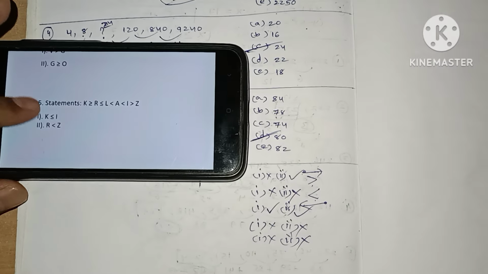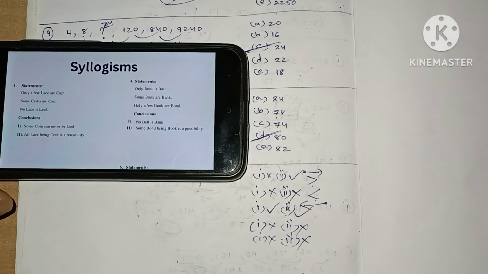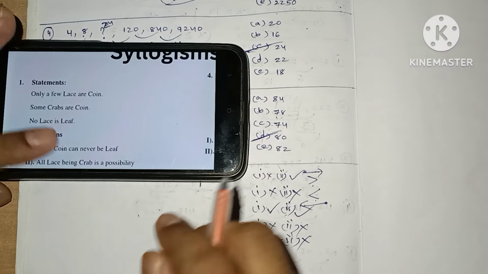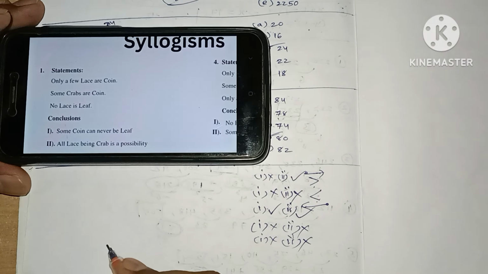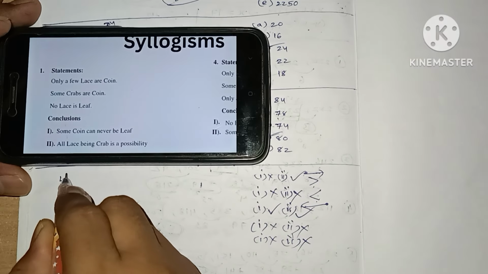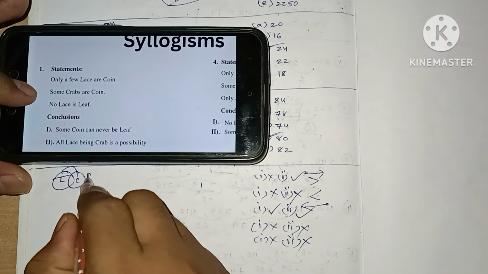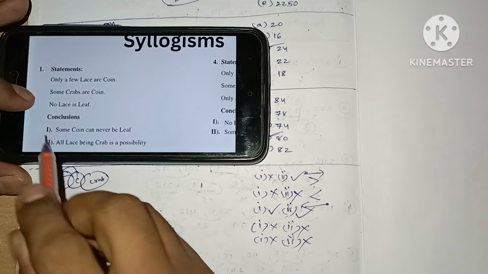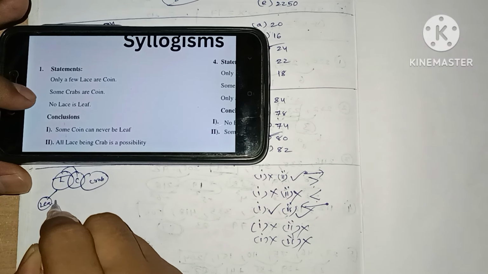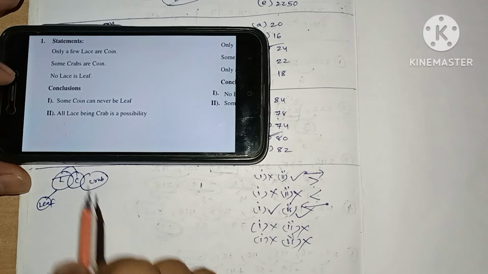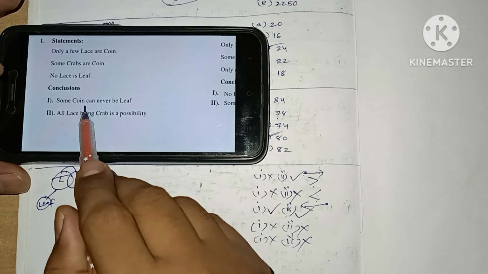Now we are going to see syllogisms. First question: only a few lace are coin. Some crabs are coin. No lace is a leaf. Let's see the conclusions. Some coin can never be leaf. Here we see never, so we check whether all coins can be leaf.